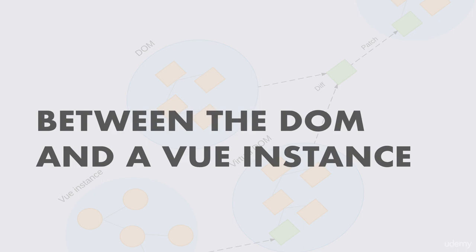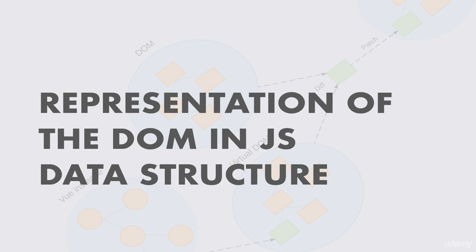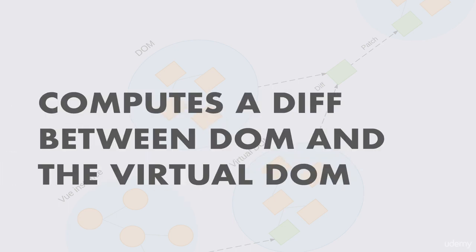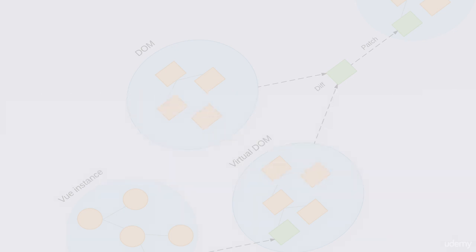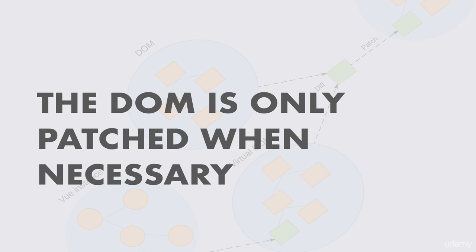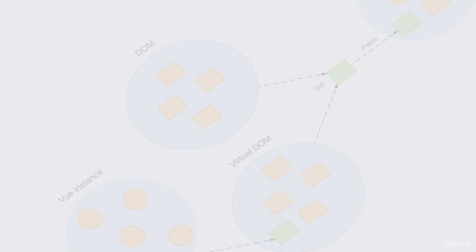So the virtual DOM sits between the DOM and a Vue instance, and is a representation of the DOM in a JavaScript data structure. Its purpose is to avoid degrading performance by touching the DOM frequently, and it does so by using a lightweight representation of the DOM, which can efficiently be used to compute a diff between the virtual DOM and the DOM whenever the state changes. When this happens, a patch is applied to the applicable parts of the DOM, so that the least elements of the DOM are touched, and nothing happens if nothing actually needs to be changed in the DOM.